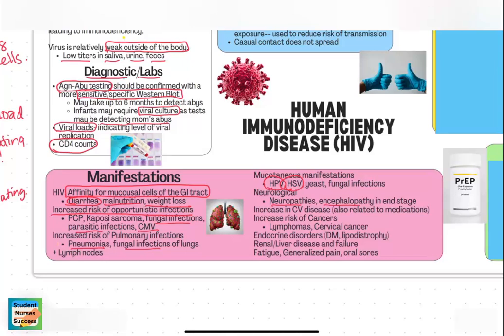We see individuals with an increase in cardiovascular disease. A lot of this is related to the medications they have to take to control and keep their viral loads down. We see increased risk of cancers, specifically lymphomas, development of endocrine disorders such as diabetes and something called lipodystrophy. Lipodystrophy is kind of this movement of fat tissue into areas that are abnormal. So individuals take on a unique shape. We see renal and liver disease and failure over time, and in general, fatigue, generalized pain, and oral sores.